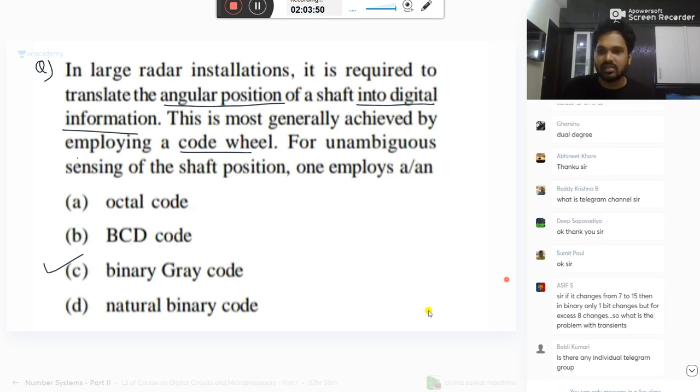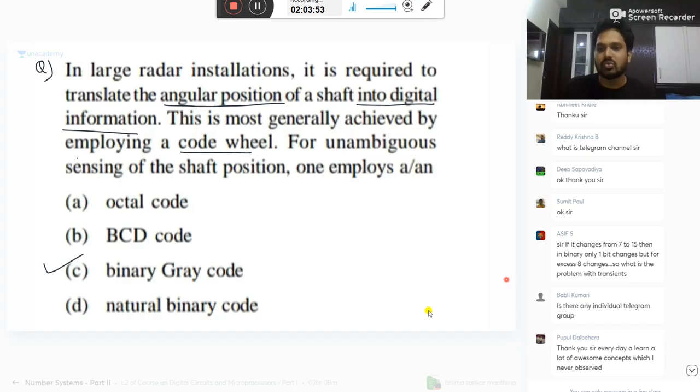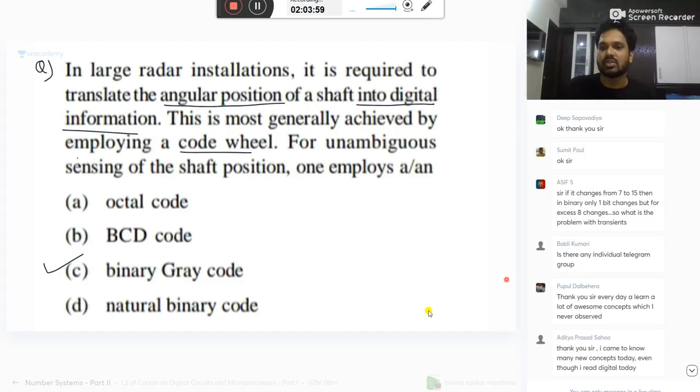See, Asif, we are saying sequential. Between any two successive numbers only, not between the first number and the last number, which is impossible. One bit changes between two successive numbers.